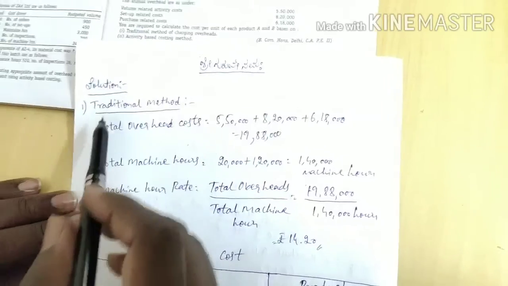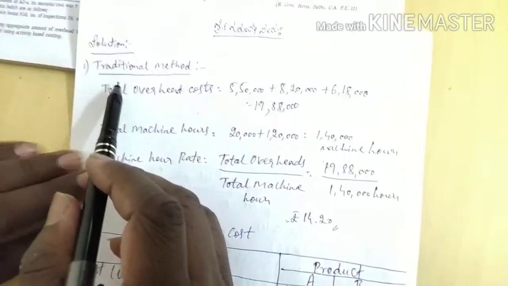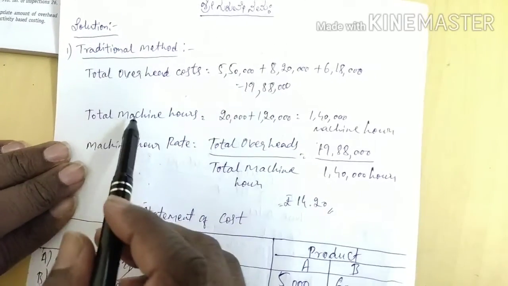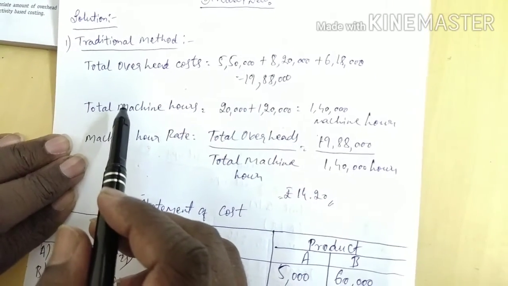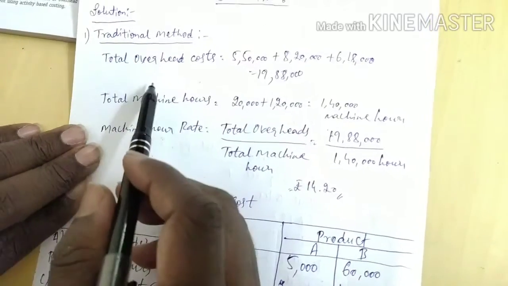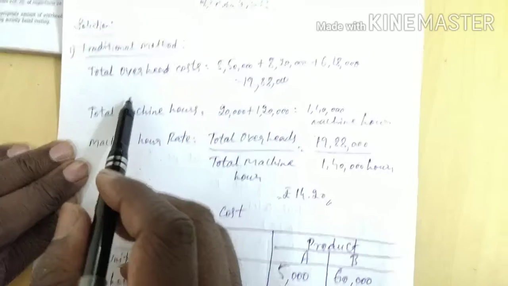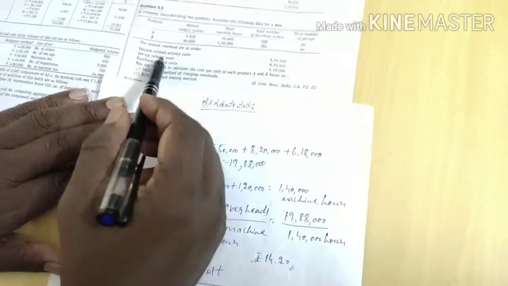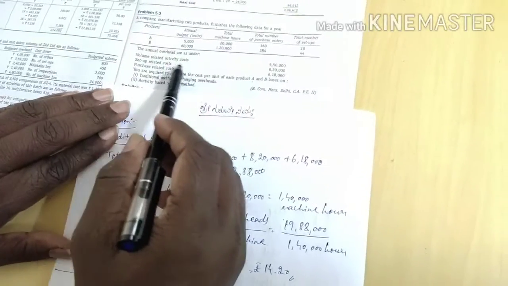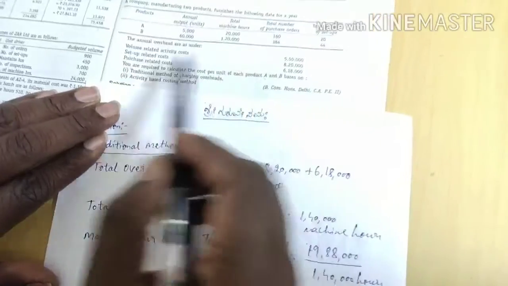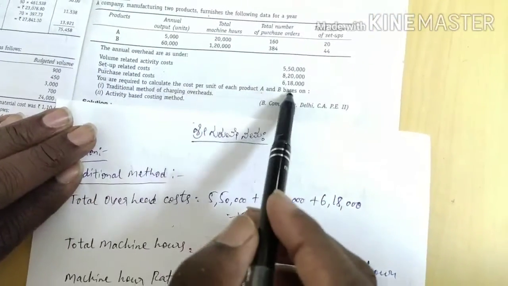Now the solution. As per the information given in the problem, we should do it in both methods, that is the traditional method as well as the ABC method, that is activity based costing method. Under the first one, the traditional method, we should find the total overhead cost. The annual overhead cost has been given in the problem: volume related activity cost is 5,50,000, setup related cost is 8,20,000, purchase related cost is 6,18,000.